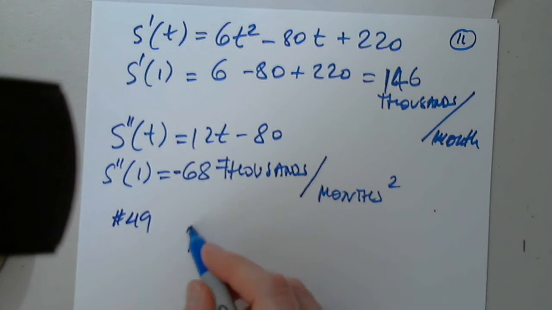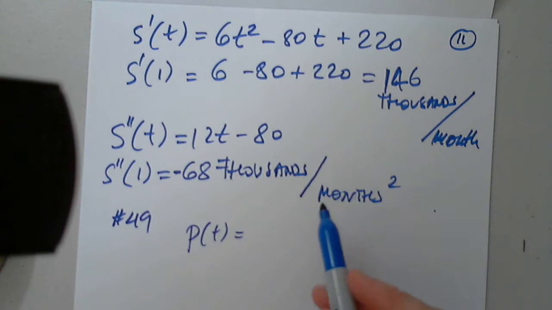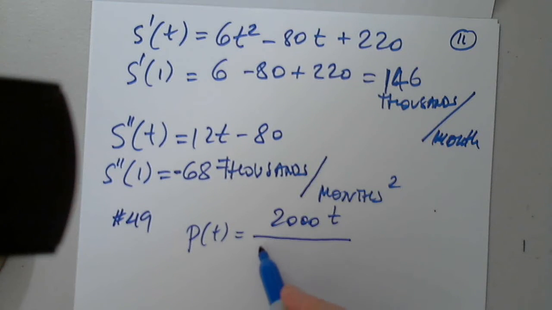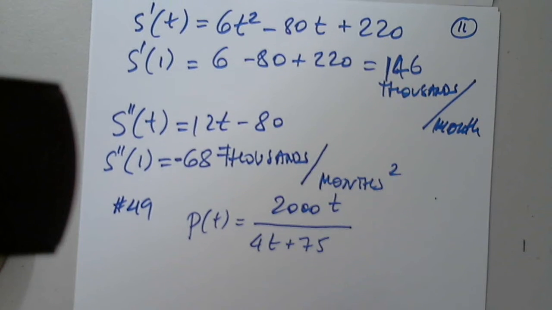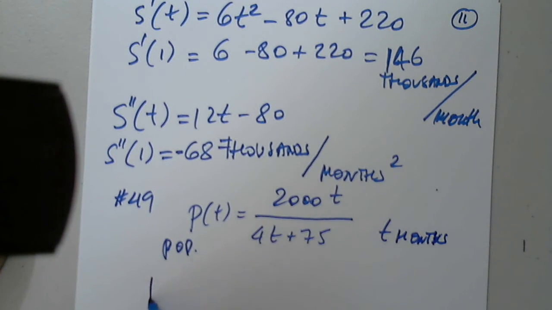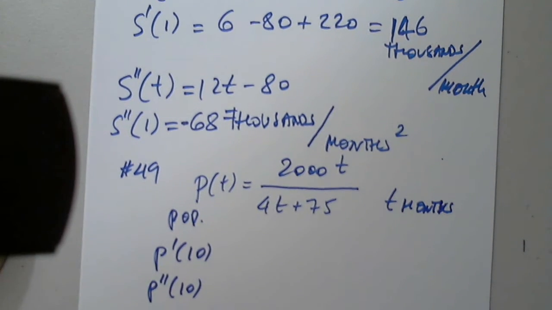The function, and here we have P of t, is 2000t over 4t plus 75. It gives the population of deer after t months, t in months. Find P prime of 10. Yeah, they want us to find P prime of 50 and P prime of 100. What I'm really interested in is just two of them, we can continue plugging in. But I'm interested in finding P prime of t.